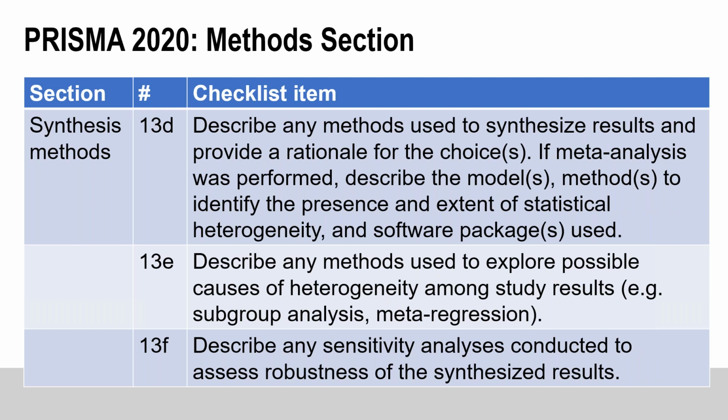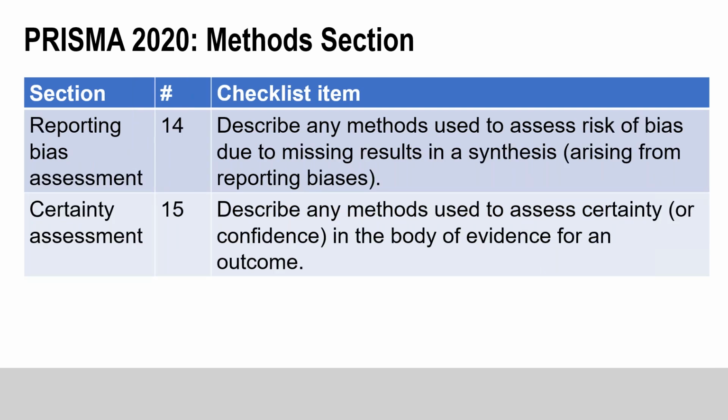Then 13D is really about what sort of statistical synthesis methods you might have used, such as if you use meta-analysis, what model methods used to identify heterogeneity were used, and any software packages used. And then 13E and 13F ask people to describe methods for exploring heterogeneity, such as subgroup analyses, and any sensitivity analyses that were used. And then our final 2 items for the method section are asking people to describe methods to assess the risk of bias in a synthesis that might arise because you have some unpublished studies or selectively reported results in the included studies.